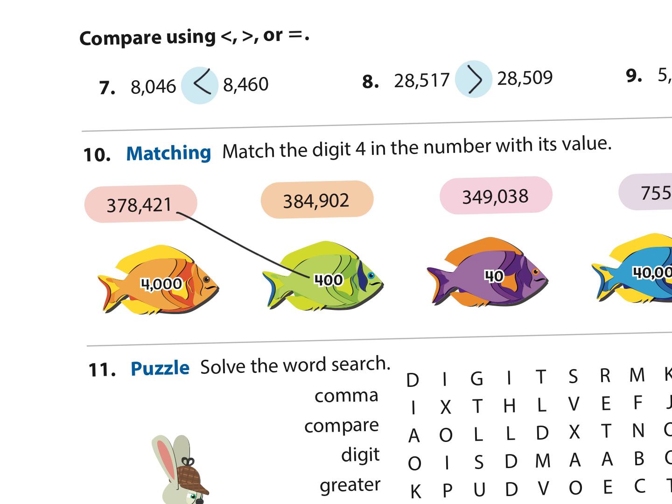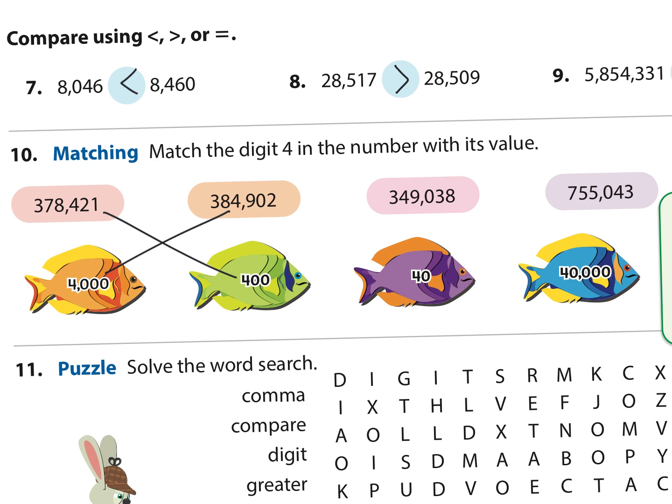Okay, the orange number, the 4 is in what place? The thousands. So I draw it to what color fish? The orange, because it's 4,000. The next one is in the 10,000s place. So what color fish do I draw it to? 40,000. The 40,000. And then the last one should be 40, and it is.